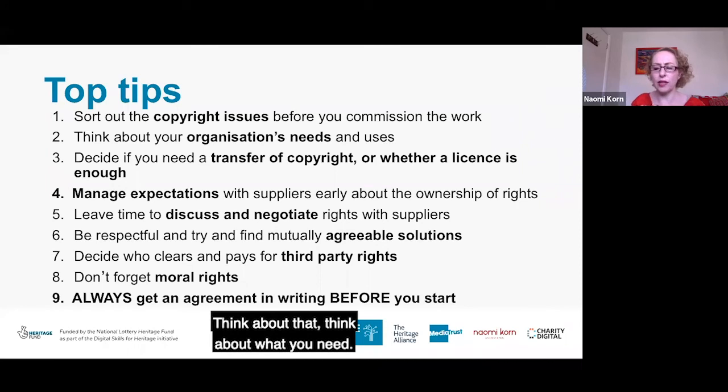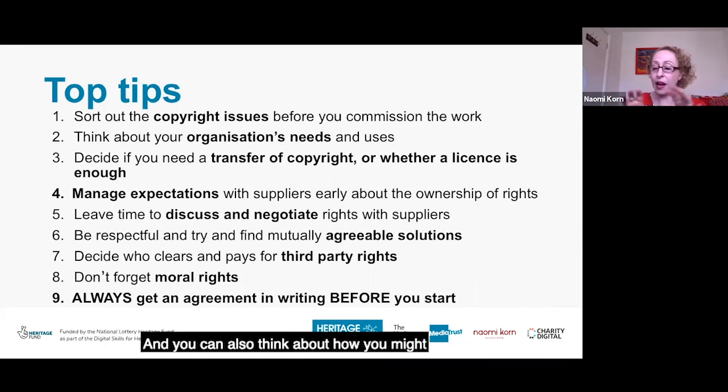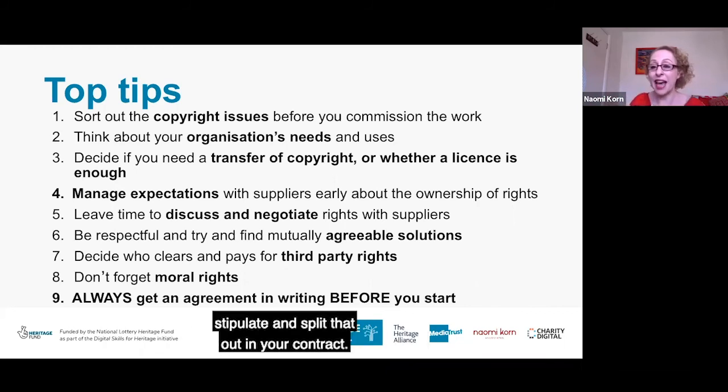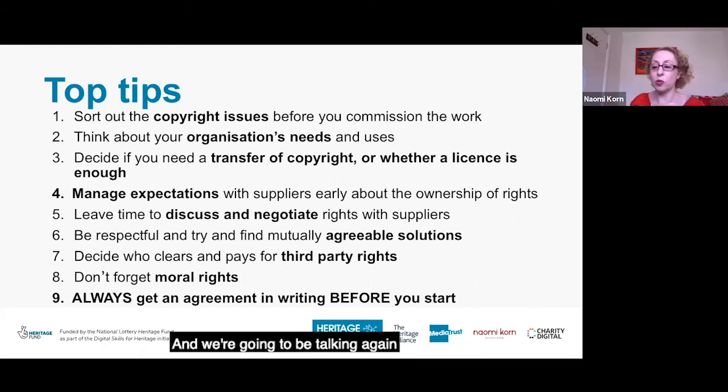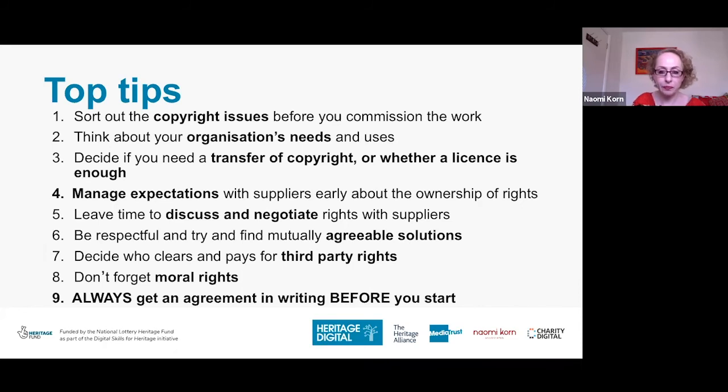Think about what you need. And also, if you don't need a transfer of copyright, that may save you money because you may be able to negotiate a lesser price. Think about whether your supplier is bringing with them content that they've done for other people, and you can also think about how you might stipulate and split that out in your contract, and we're going to be talking again about that in the guide.